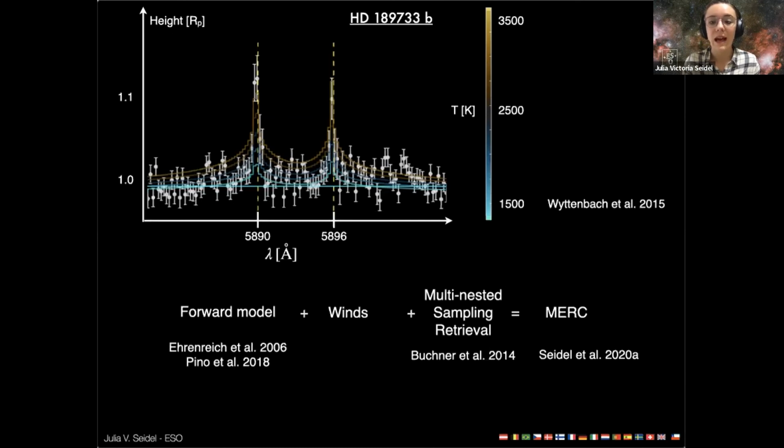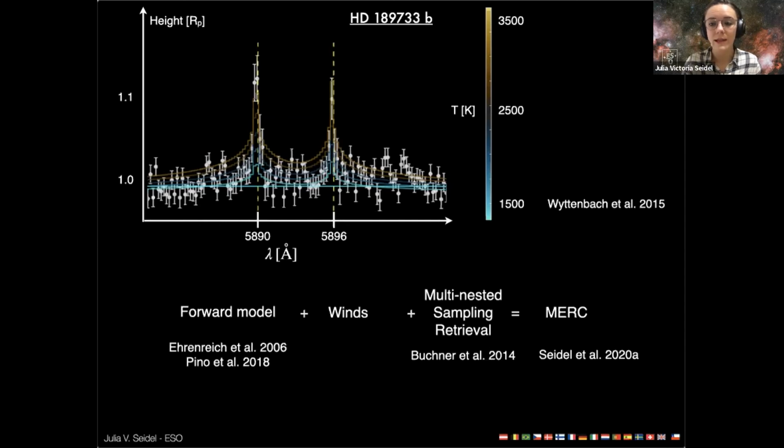And then to save us the hassle of calculating thousands of models, because a PhD is only 4 years in Switzerland, I combined this with a multi-nested sampling retrieval to explore the entire parameter space. And this is called the MERC model, which is a self-contained code where you feed any sort of line, basically, for now the sodium doublet, and then it tells you what kind of atmospheric conditions are most likely to create the line shape of these lines. So this was pretty much theory. It wasn't really clear if that would work or not.